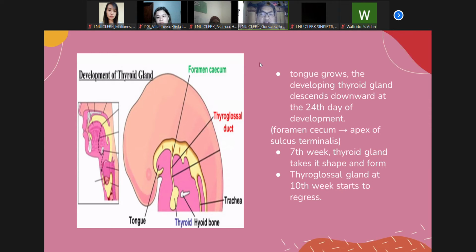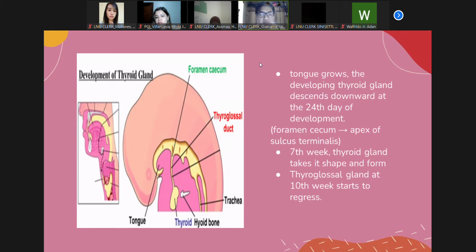At first, the thyroid primordium is hollow, but soon it becomes solid and divides into two lobes. By the 7th week, the gland takes its final shape and position, and the thyroglossal duct begins to become fibrous and degenerate. Now, in some people, the thyroglossal duct does not regress, and usually this regresses at the 10th week of gestation.